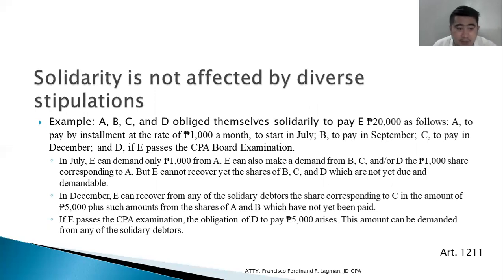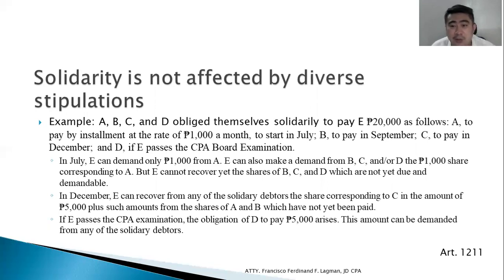So paano pag ganyan? In July, so nasa dito in July, no? Yung mag-start yung payment ni A, no? In July, E can demand only 1,000 pesos from A. E can also make a demand from B, C, and or D, the 1,000 pesos share corresponding to A.